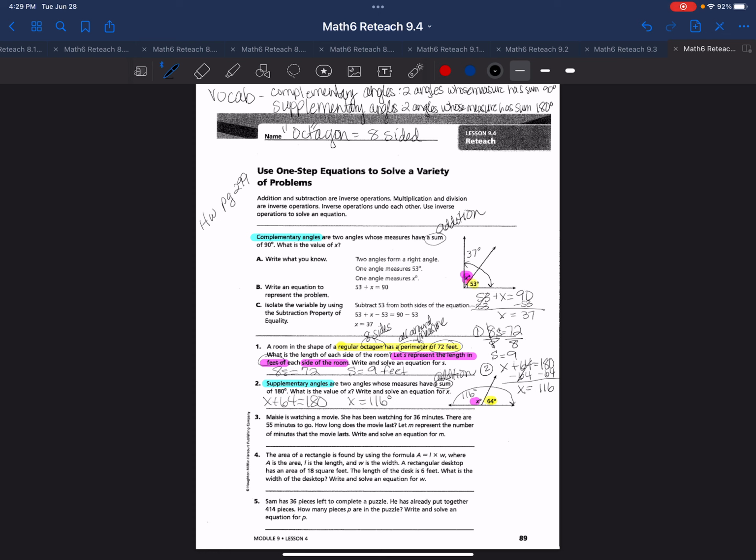Question 3. Maisie is watching a movie. She has been watching for 36 minutes. There are 55 minutes to go. How long does the movie last? Let M represent the number of minutes the movie lasts. So M is how long the movie lasts, minus the 36 minutes she's been watching, and it's got 55 minutes to go. Let's write out our problem here. This is a subtraction problem, so the opposite of subtraction is addition. So I'm going to add 36 to both sides. So M equals 91. The movie lasts 91 minutes.